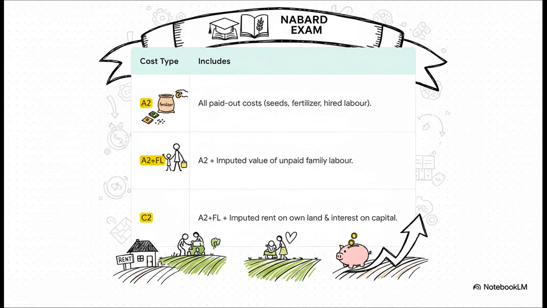So let's put ourselves in a farmer's shoes for a second. First, you've got all your out-of-pocket expenses: seeds, fertilizer, paying for labor, all that stuff. That's your A2 cost. But wait, what about all the work your own family puts in? That has value too, right? That's where A2 plus FL comes in. It adds the value of that unpaid family labor. And finally, if you own your land, you're not paying rent, but there's still a cost to using it. C2 captures that, making it the most comprehensive, all-in measure of a farmer's real costs.